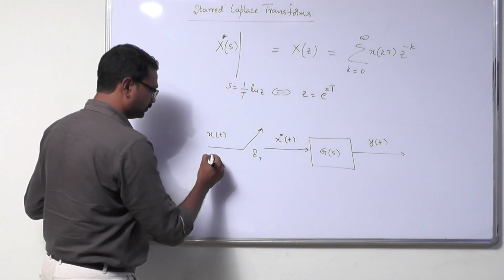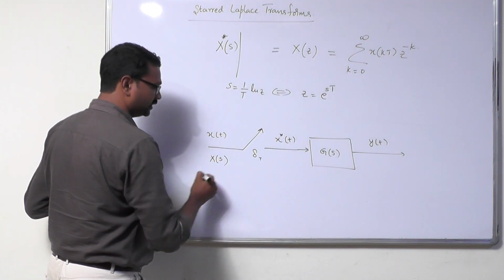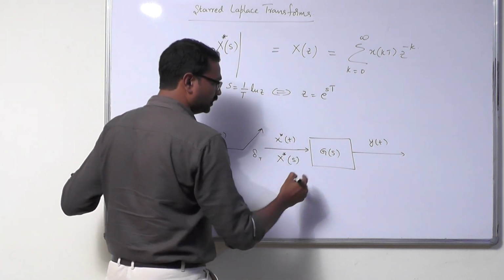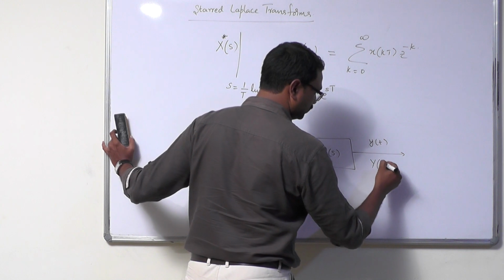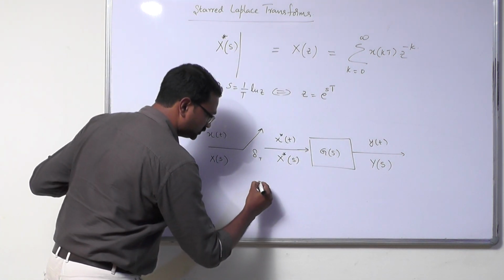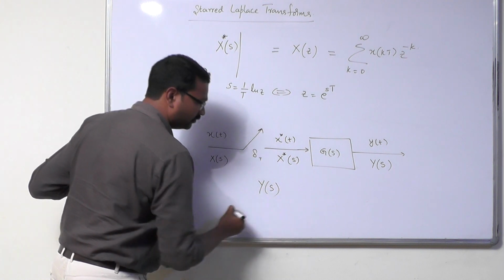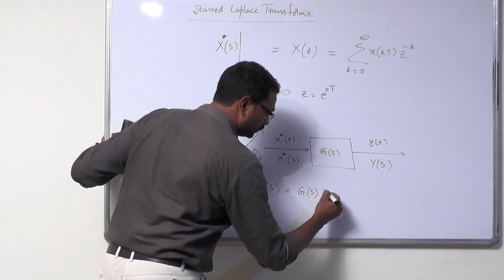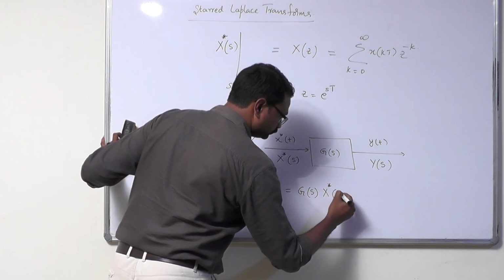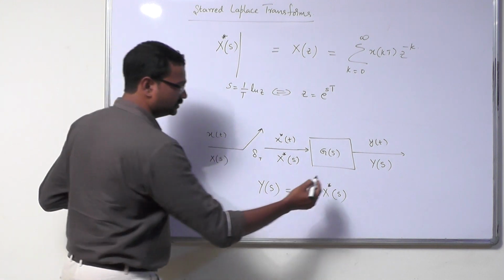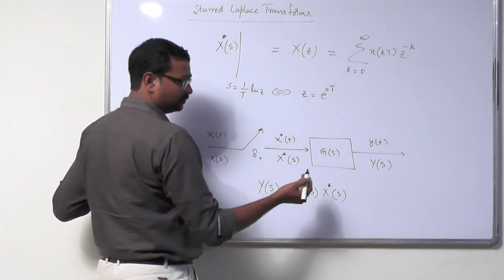When you are applying Laplace transforms to this, we have X(s), X*(s), G(s), and Y(s). According to this diagram, we can say that Y(s) is equal to G(s) into X*(s). Y(s) is equal to G(s) into X*(s). That is a simple Laplace transformation.